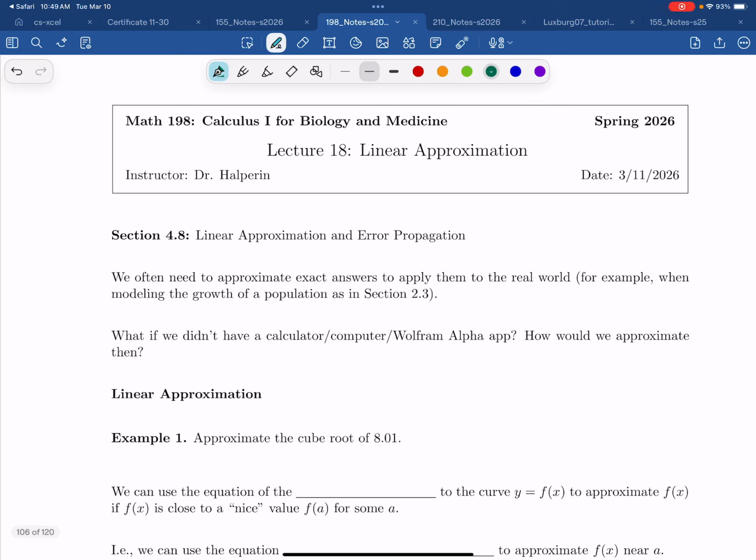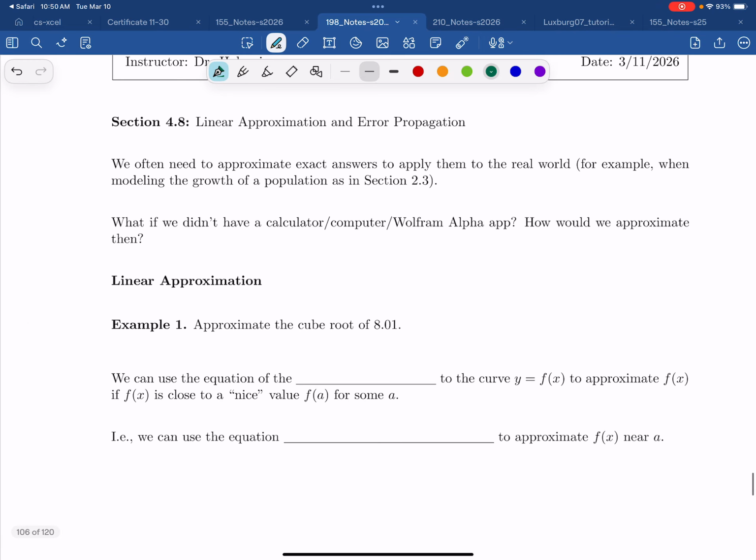Let's take a look at section 4.8, linear approximation, error propagation. This video will cover linear approximation. The next one will cover error propagation, or differentials as it's sometimes referred to.